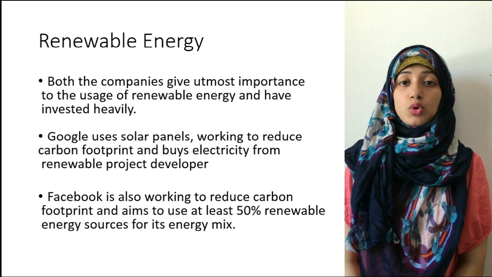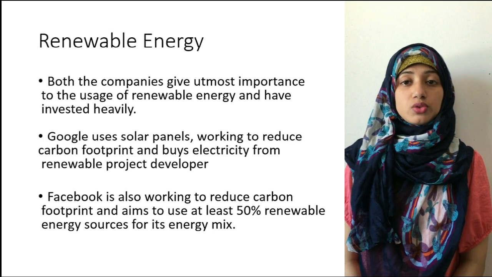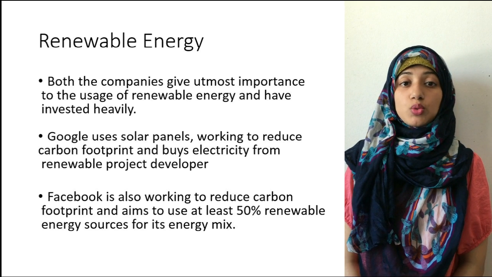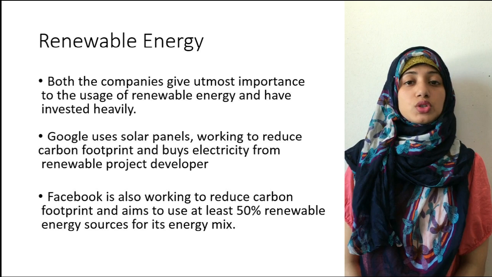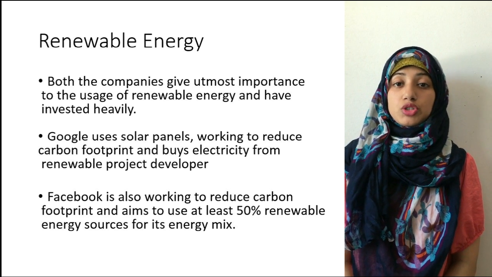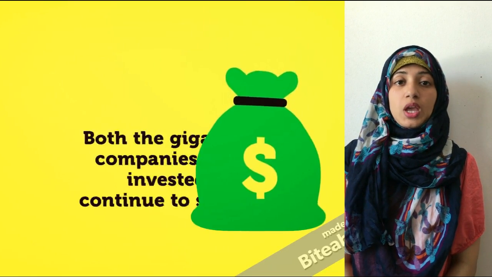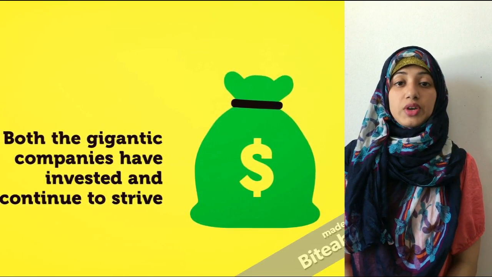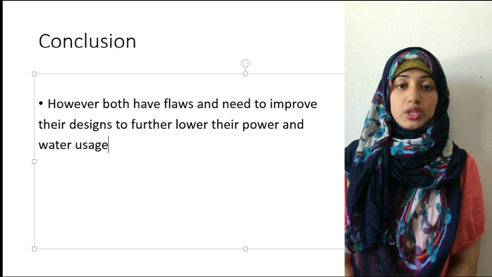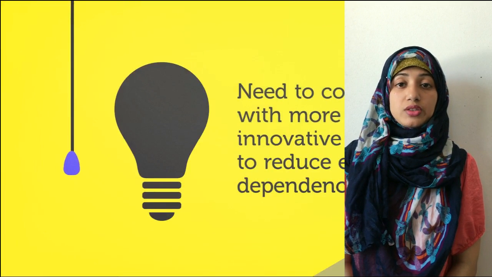Both the companies give utmost importance to the usage of renewable energy and have invested heavily. Google uses solar panels and is working to reduce carbon footprint and buys electricity from renewable project developers. Facebook is also working to reduce carbon footprint and aims to use at least 50% renewable energy sources for its energy mix. Both the gigantic companies have invested and continue to strive for efficiency in terms of data center usage. However, both have flaws and need to improve their designs to further lower their power and water usage and come up with more innovative designs to reduce energy.